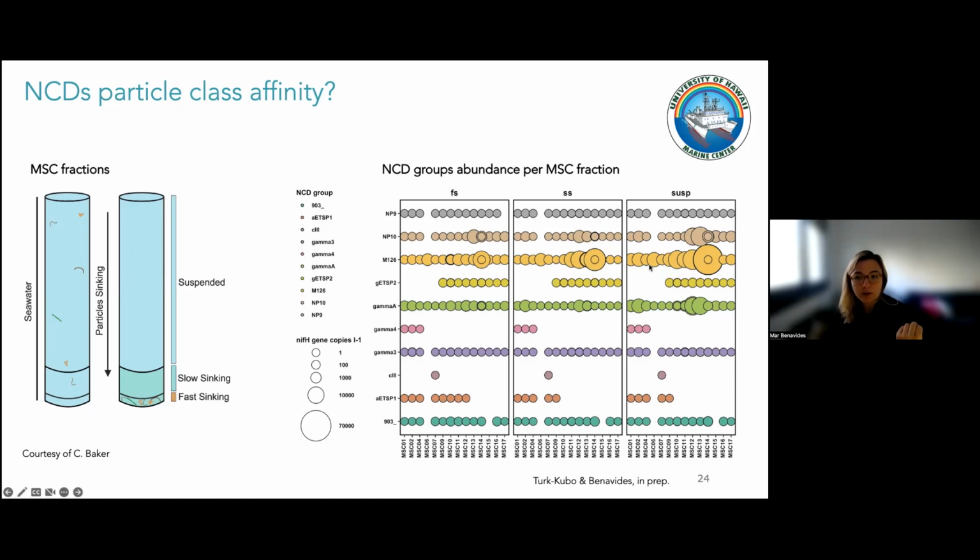And this is very preliminary data. These are qPCR nifH counts done on board during the cruise by our collaborator Kendra Turk-Kubo. And well, we find that some of them do not seem to prefer any particular particle fraction, but others do prefer to be in the suspended particles, and usually they decrease towards the fast sinking. So this is pretty much work in progress, and I'm hoping to be able to tell you more in the following months.